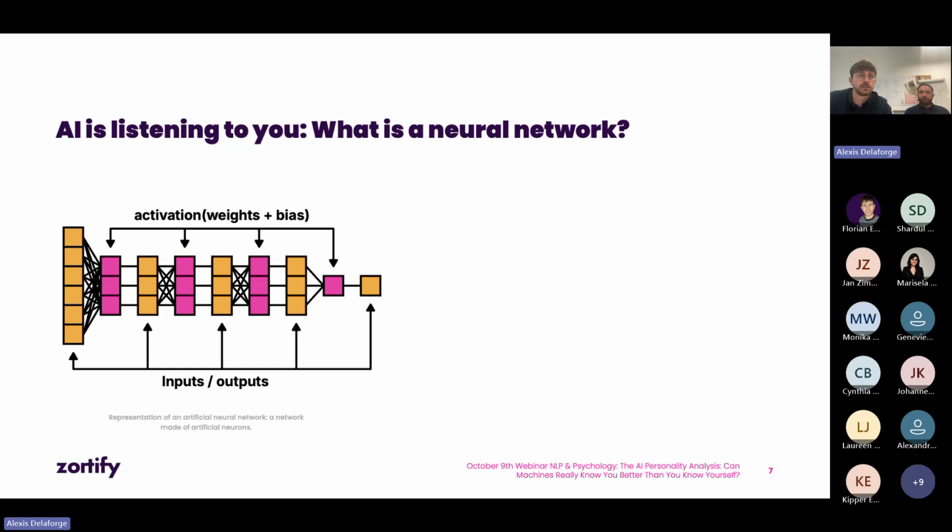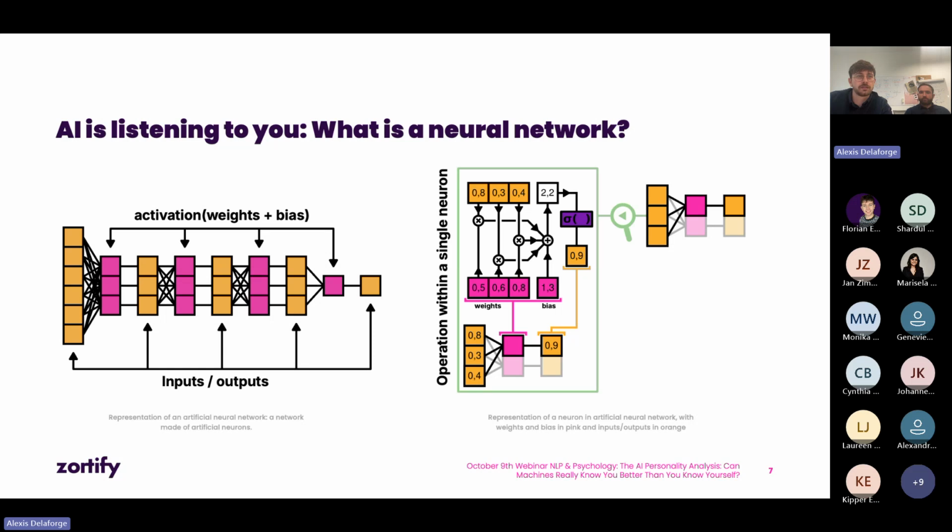So here on the left, you can see a representation of an artificial neural network, which is made of artificial neurons. Don't be scared by those crazy representations, you will see it's quite easy. Remember, I told you that right now you are listening to me. I'm talking to you, your brain hears this information and is processing it. And for an artificial neural network, it's the same.